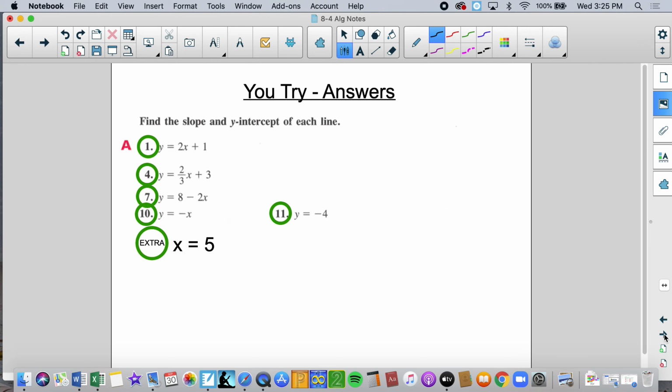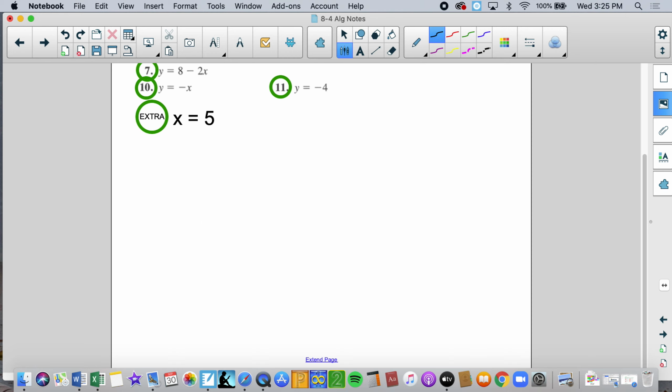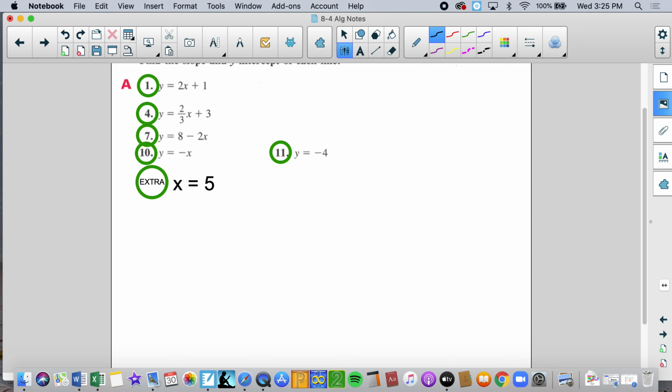All right, so the first equation that we have is y equals 2x plus 1. We know that it is in slope-intercept form because y is isolated. We've got y by itself. So the slope is going to be the coefficient of x, which is 2, and the y-intercept is going to be whatever is added or subtracted. So that would be number 1.